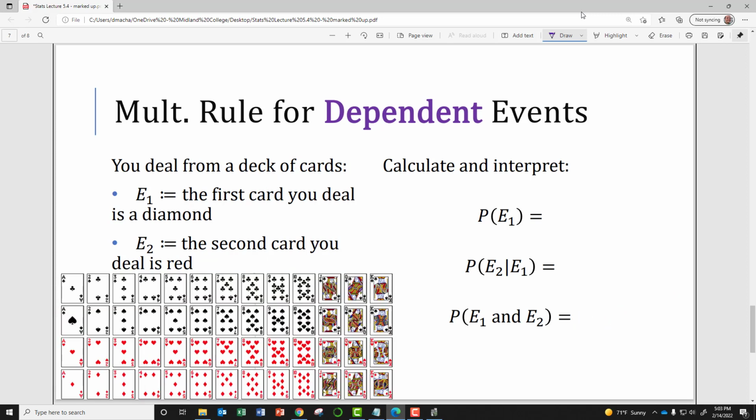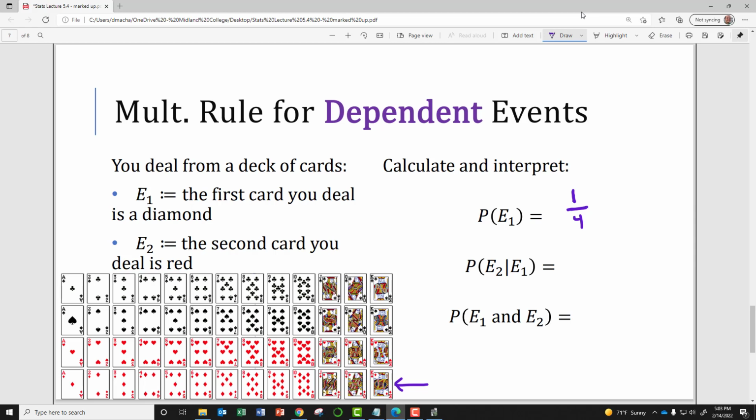New example. Let's say you have a standard deck of 52 playing cards and you're dealing 2 cards out of that deck. And event 1 is that the first card we're going to deal is a diamond, so it belongs to this suit, one of those 13 cards. And E2 is that the second card I deal is red. And so dealing a diamond, the probability is 1 out of 4, because diamond is 1 suit out of 4 possible suits.